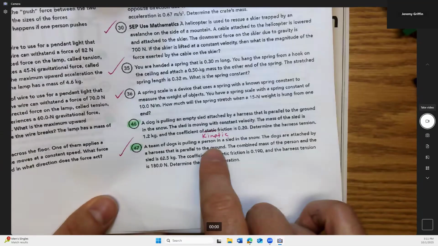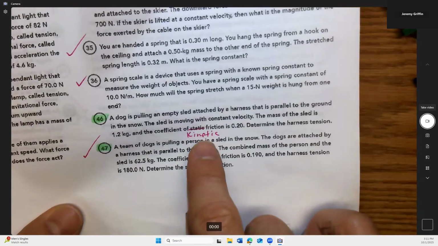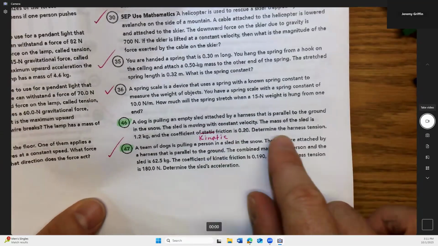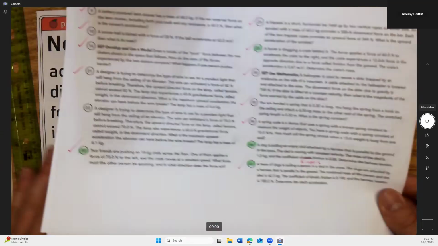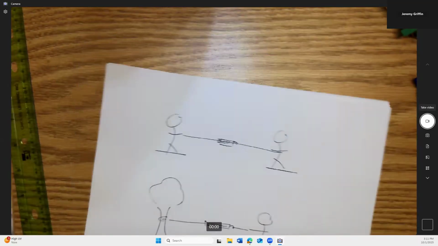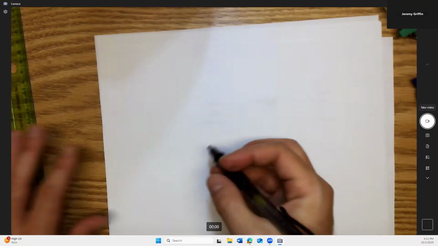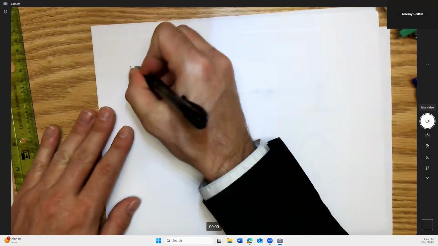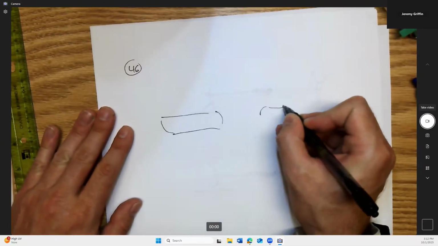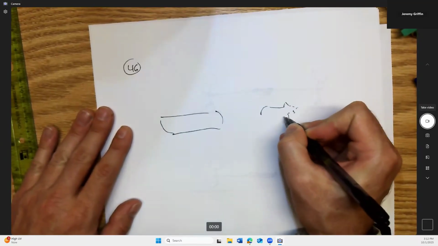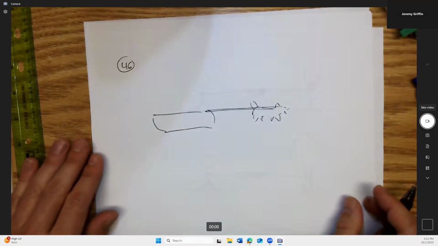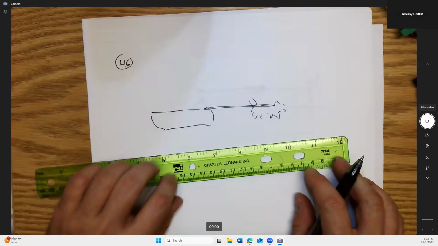They said the coefficient of static friction, but I said change that to kinetic friction. It's got to be a typo if the sled is sliding at some velocity. So we'll call it coefficient of kinetic friction is 0.2. Determine the harness tension. Well, we have to draw this out a little bit. We've got a dog pulling a sled, number 46. All right, sled, let's get a dog here, and a harness, just like that.